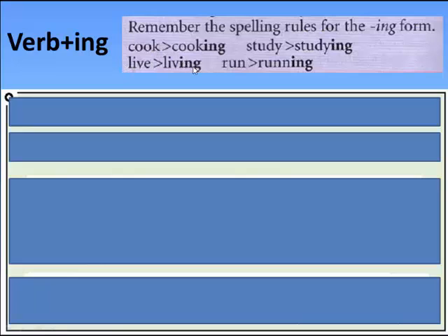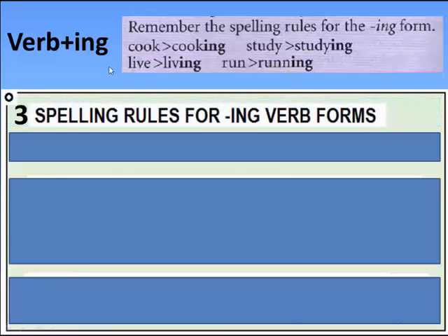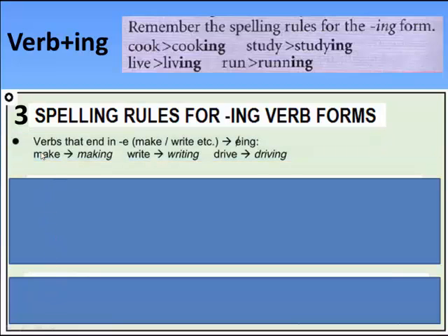Live, living. Here, the verb had an e, and here the e disappeared. And run, running. Oh, here we have one n, and here we have two n's. Well, I guess we need to know the spelling rules for ing verb forms. Notice there are three: 1, 2, and 3. Let's see the first one.